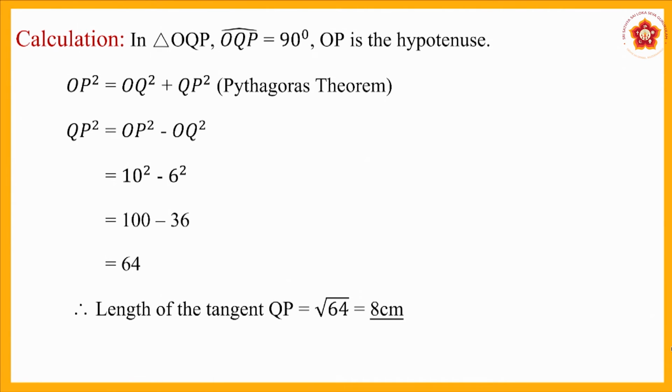10 square minus 6 square, 100 minus 36, that is 64. Length of the tangent QP is equal to root of 64. Answer is exactly plus or minus 8, but here you do not take minus, let us take only plus. So, length of the tangent is 8 centimeters. Let us see this next problem.